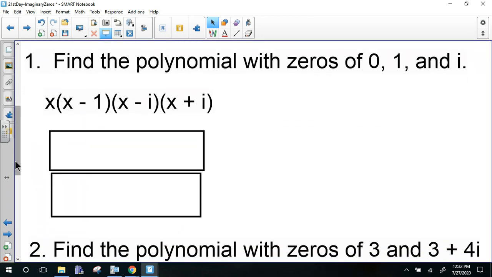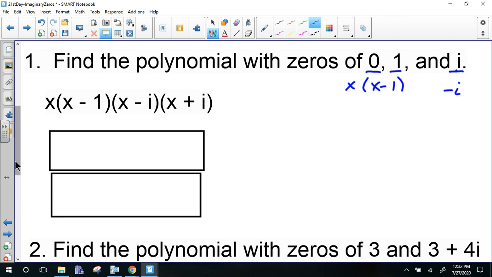So next one, we want to find the polynomial with zeros of 0, 1, and i. Well, we got to know if it's a positive i, we're going to have a negative i as a 0 also. So if I have a 0 of 0, I know I'm going to have an x. If I have a 0 of 1, I know I'm going to have x minus 1. And if I have a plus i and a minus i, I'm going to have an x minus i and an x plus i. So here they all are.